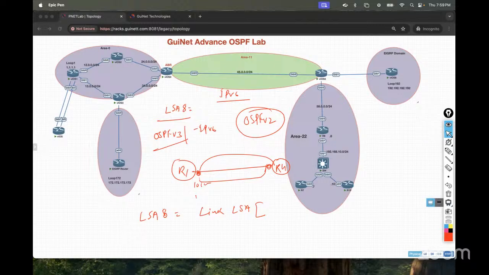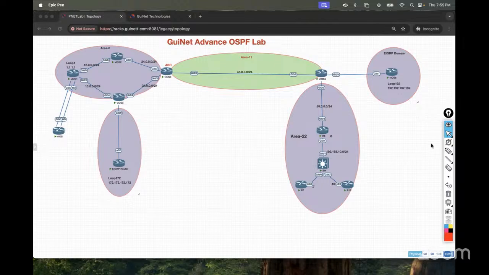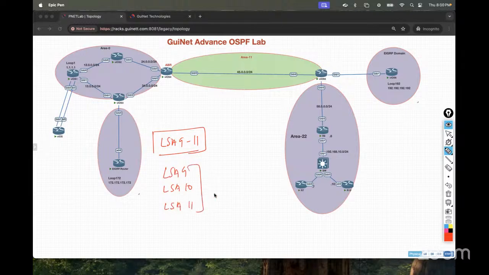Now we have the last LSA, that is LSA 9. So let me write here LSA 9. So what is LSA 9? And we also call it LSA 9 to 11, right? If someone is going to talk about LSA 9, LSA 10, or maybe LSA 11, probably you never heard about it, right? Basically, all of these are known as opaque LSAs.